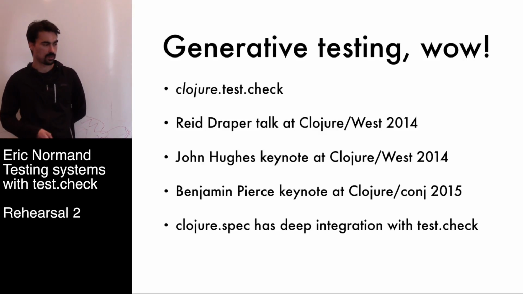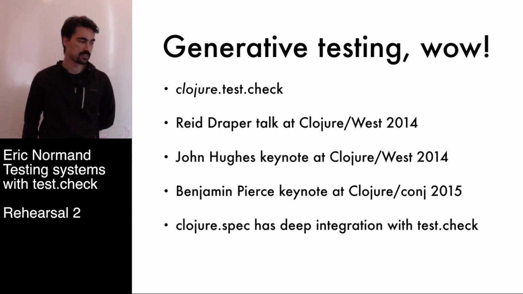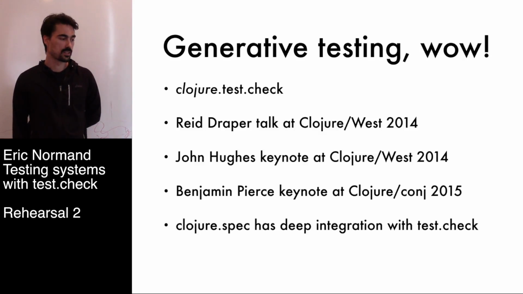The first time I realized it was happening was Reid Draper's talk at Clojure West, and John Hughes being the keynote speaker. That's when it really started to pick up. And of course, Benjamin Pierce gave a talk in 2015 about generative testing of Dropbox. And Clojure Spec, which came out last year, has test.check integration built right in. So if you're not learning this, it's time to start learning. So I'd like to share my experiences.